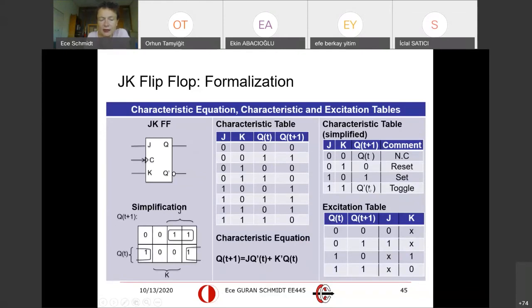Same thing for JK. Now JK has two inputs, obviously one output Q. And we looked at the characteristic table. So the function is JK 00, no change, 01 reset, 10 set, what you will see in the Q output I'm talking about, and 11 is toggle. And the excitation table describes that if you want the state combinations, Q(t) to Q(t+1), J should be like this, K should be like this.